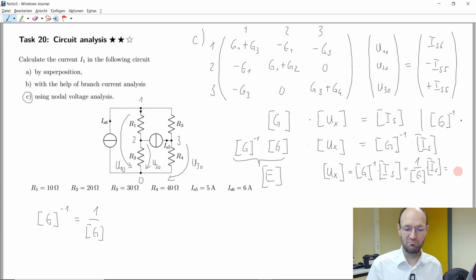And so then people might say, okay, if I can write it like this, why can't I write it like this? I could also write the source vector divided by the matrix.